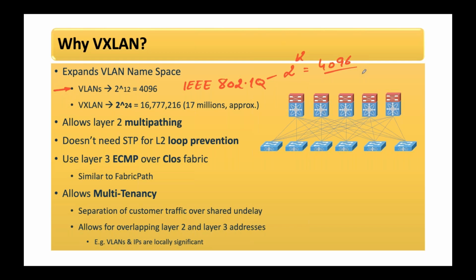And you know what? Human desire is unlimited. Our desire increases as we are expanding. So here comes VXLAN, which provides us double the number of bits, 2 raised to the power 24, and if we expand it, we get 16,777,216 VXLAN network identifiers called VNIDs.